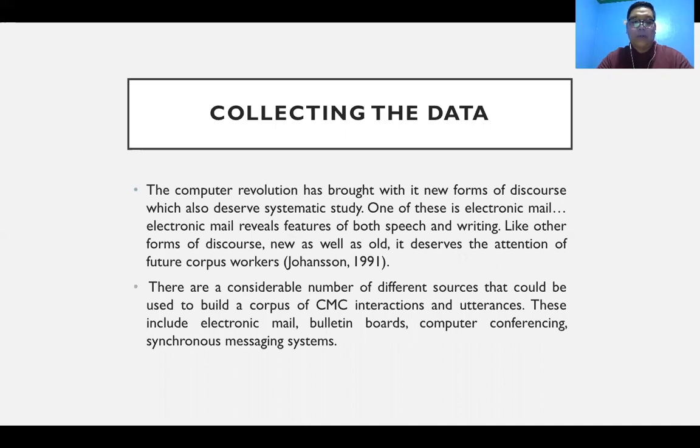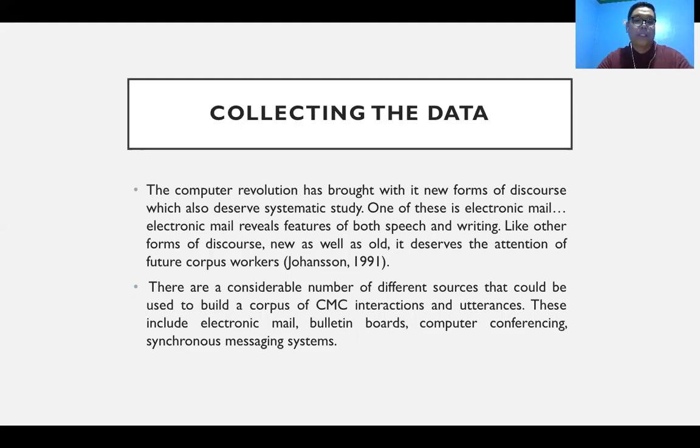Now, in terms of the data collection, the computer revolution has brought with it new forms of discourse which also deserve systematic study. One of these is electronic mail. Electronic mail reveals features of both speech and writing, because when you are making emails, there is also speech, because it's as if you are directly communicating with the person you are exchanging emails with. At the same time, obviously, it's also a written form of discourse, because you are using a computer medium to exchange conversations or discourses with a person or with a group of people.